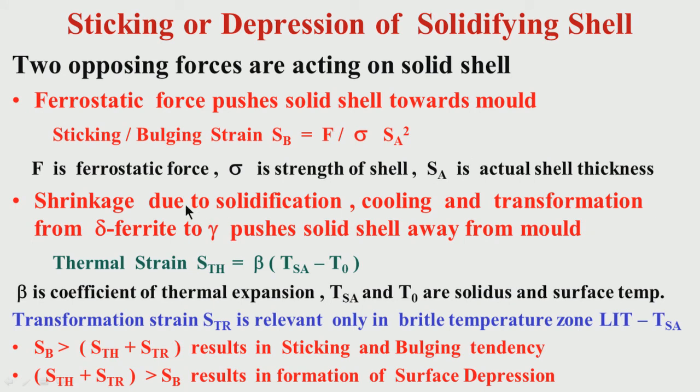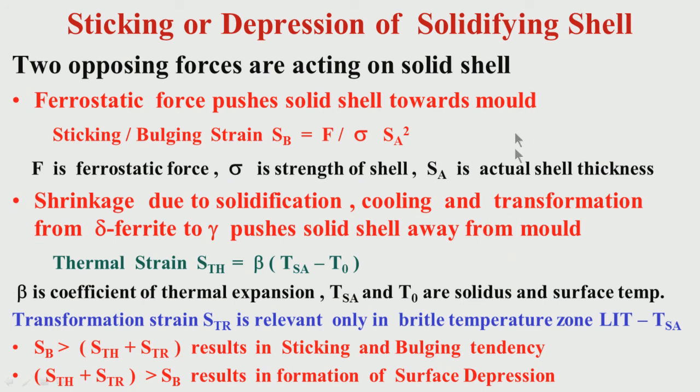This is one force. Another force is just opposite to it. The ferrostatic force is trying to push the shell towards the mold, and the shrinkage due to solidification, cooling and transformation from delta ferrite to gamma is trying to push the shell away from the mold. The direction of shrinkage, whatever the cause, is away from the mold towards the liquid, and the ferrostatic force is pushing the solid shell towards the mold, that is, away from the liquid.